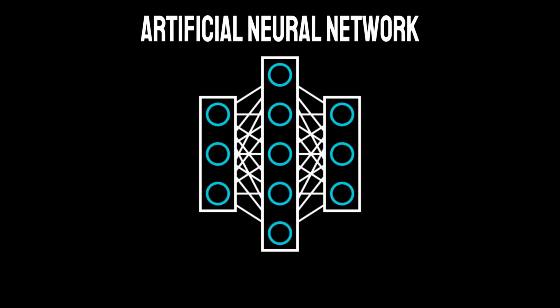Now let's connect multiple neurons to form a network. A simple ANN consists of 3 layers: input layer, hidden layers, and output layer. Input layer receives the data, the hidden layer processes it, and the output layer provides the final result.